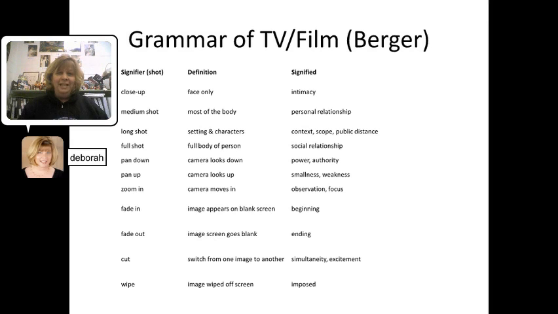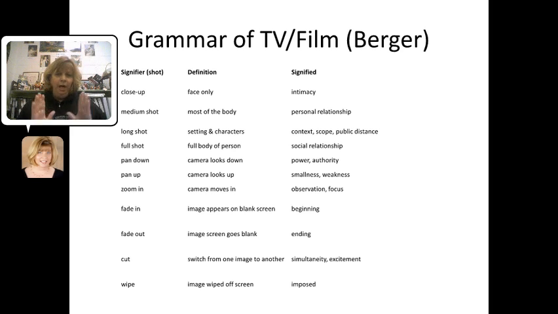Now, Thomas Berger actually identified specific grammar that's used in creating television and film. And this has to do with the signifier of the shot, the definition, and then what it shows. So we just talked about things like close-up, medium shot, long shot, full shot. But you can also look at how the camera moves. If the camera is going to pan across something, it gives you this sense of connection and social relationship.